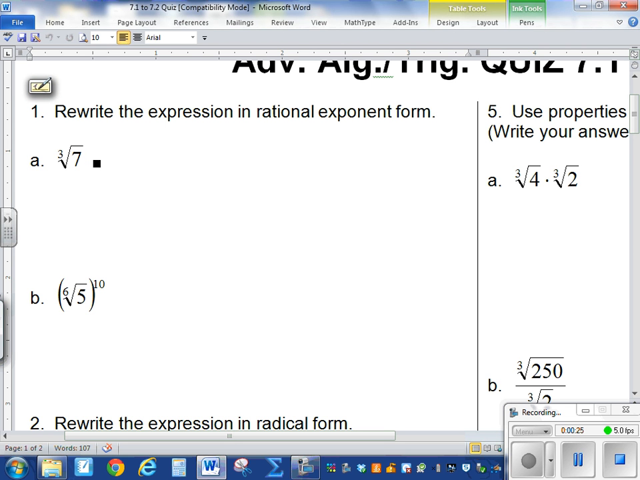All right, so rewrite the expression in rational exponent form. So equals, so cube root of 7 is going to be 7 to the 1/3 power, and that's it.